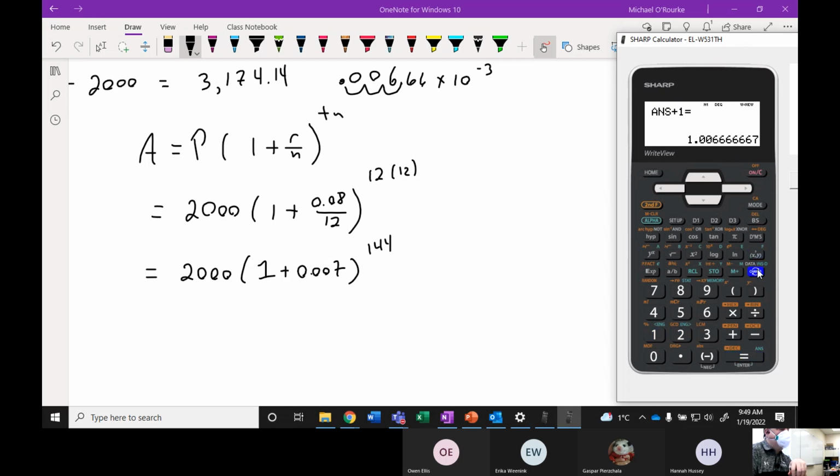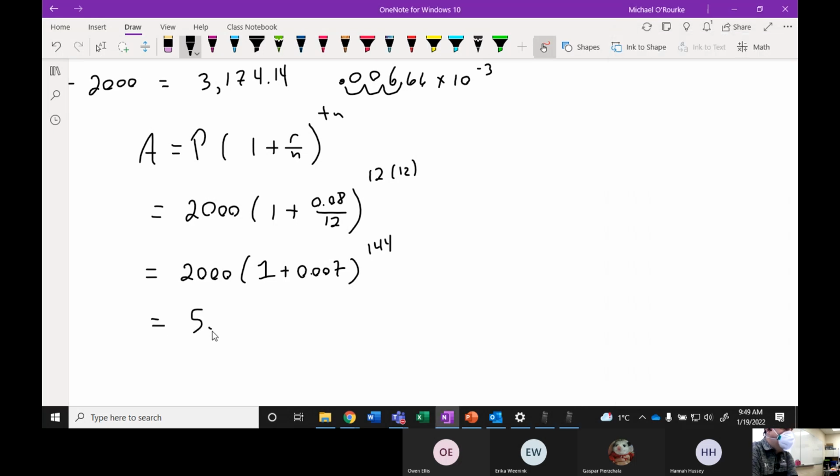Your answer might look like that. To the power, the hat, 144, equals, times 2,000. $5,206.78.